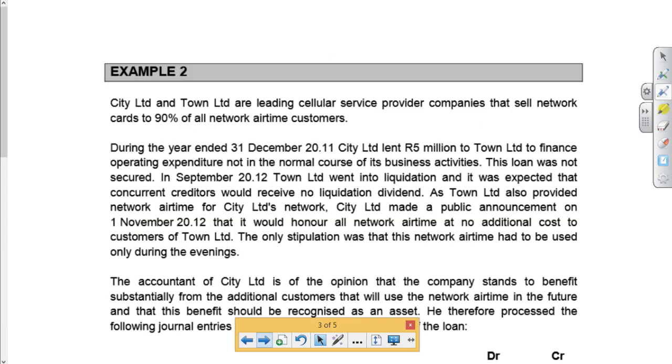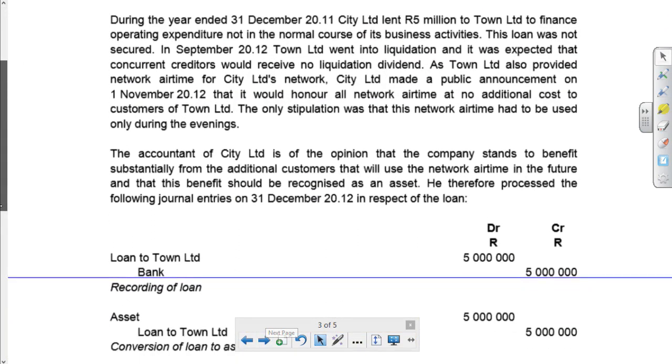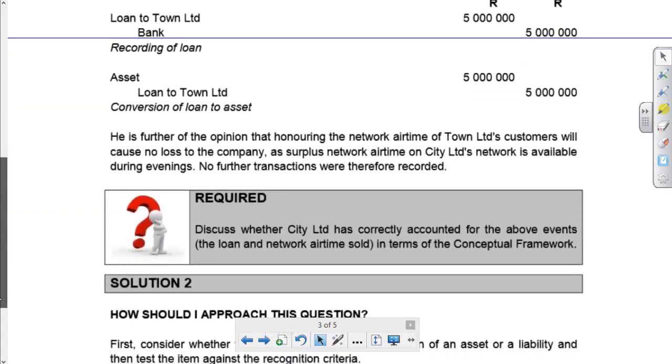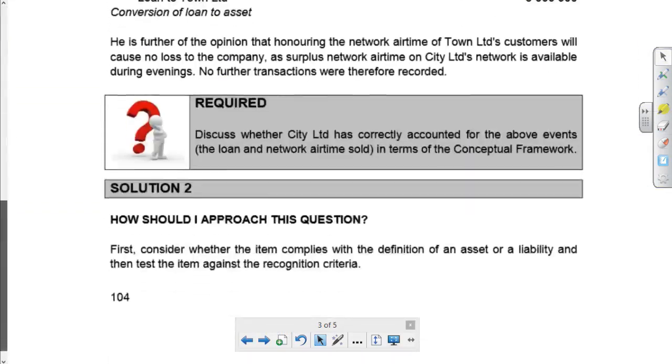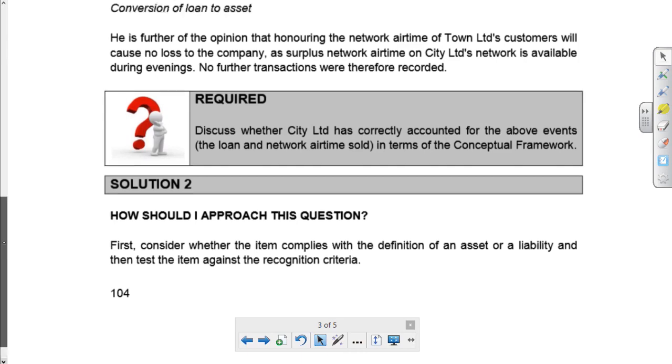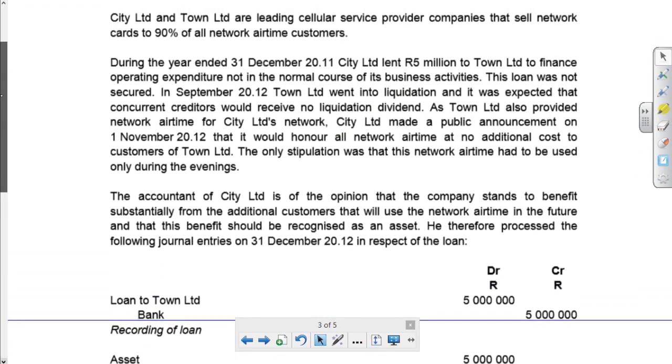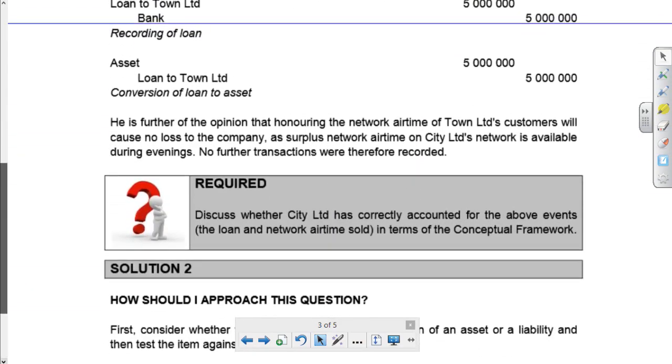There's a question in your study guide. You can see it's quite a big question. Question, example 2 it is. It's on page 104. So the required says, discuss whether the city has correctly accounted for the above events in terms of framework.